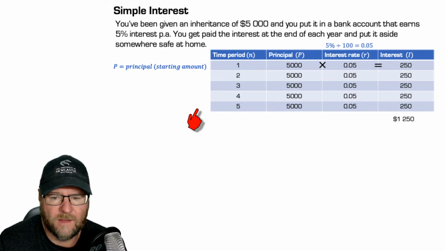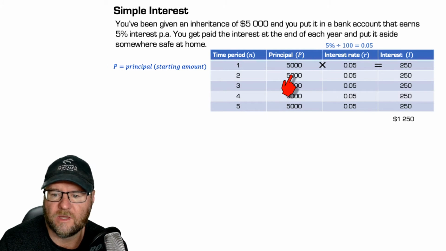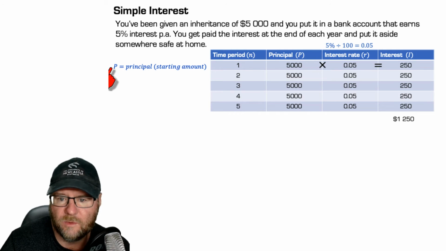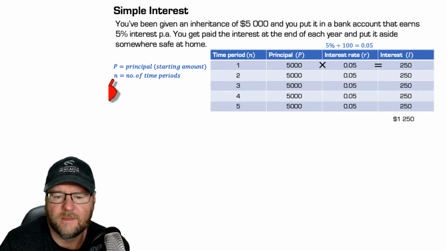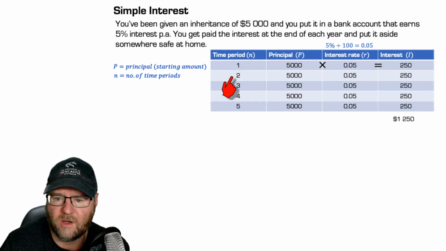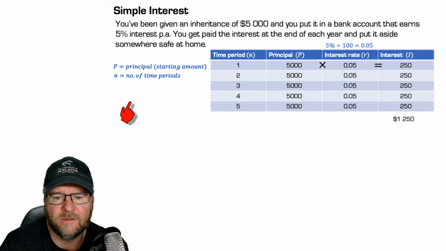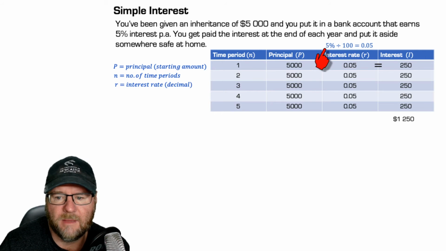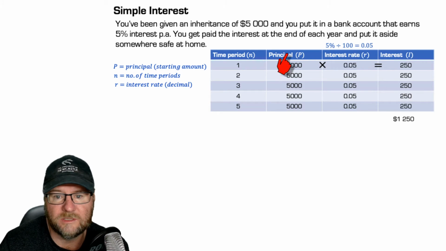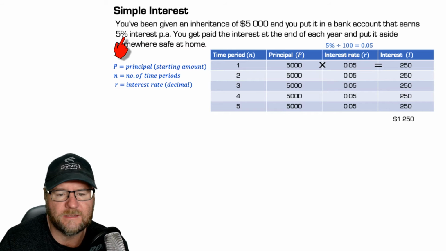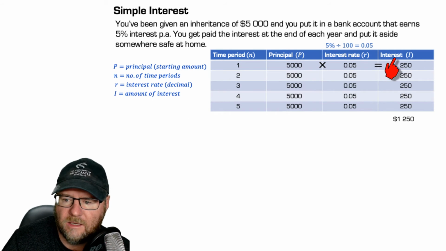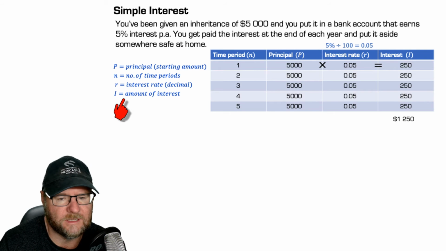There is an easier way of working this out, though, instead of having to go through and draw up a table like this. So let's go through and remind you of all the things that we need to identify for our question. Principal is the starting amount. The N just stands for the number of time periods. So in this example, there were 5. R is the interest rate, but remember, we have to convert it to a decimal. So if it's got a percentage sign like this, divide it by 100 to get the decimal value. And then finally, I is the amount of interest that gets earned.